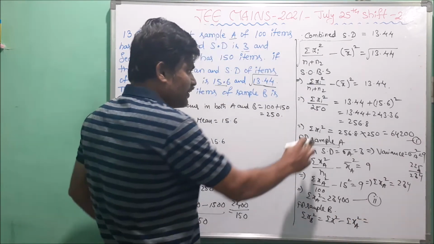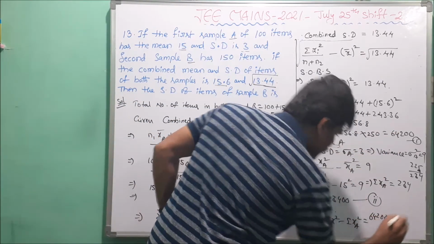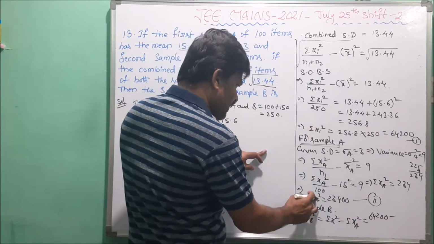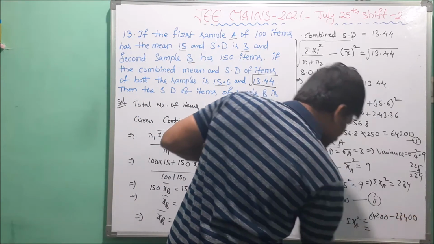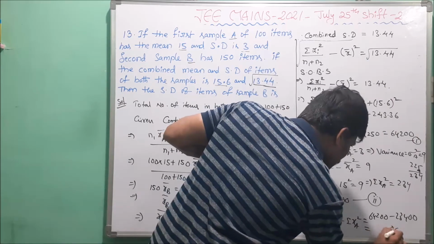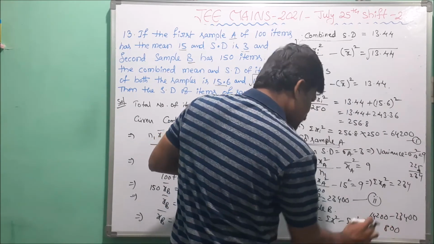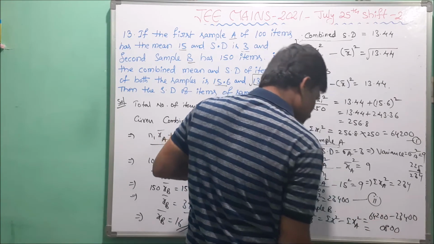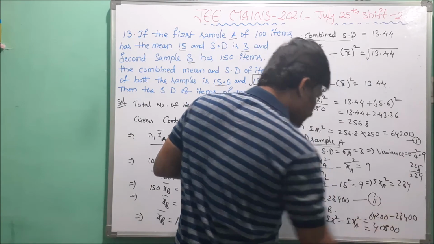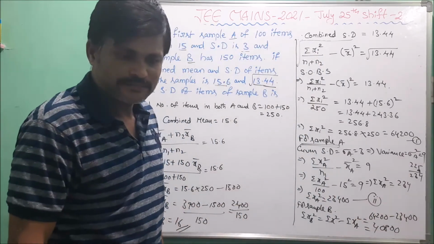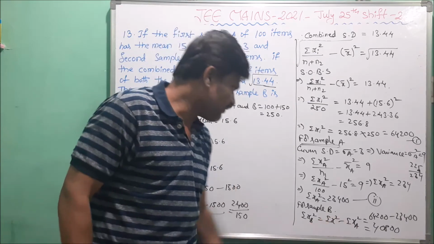Summation xi square value 64,200 minus summation xa square value 23,400. From these two, 64,200 minus 23,400 gives 40,800. So this is the summation xb square.